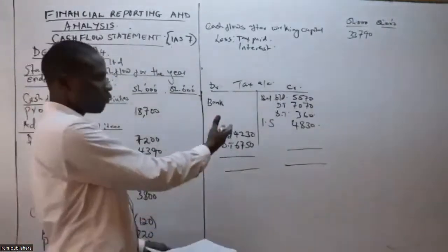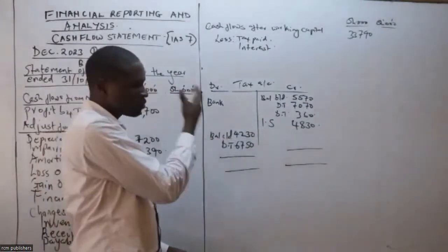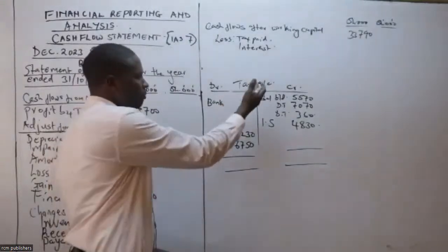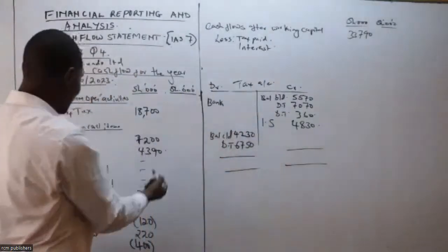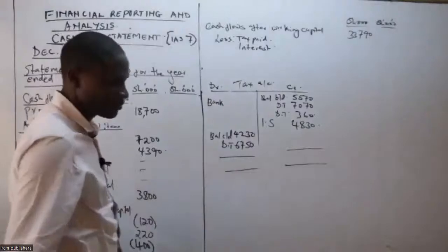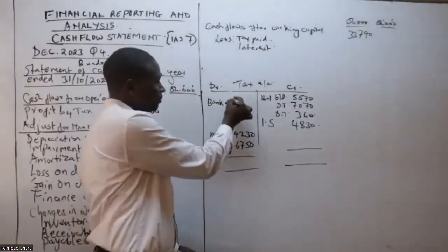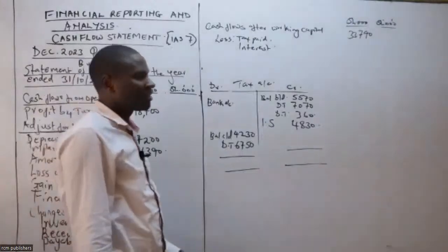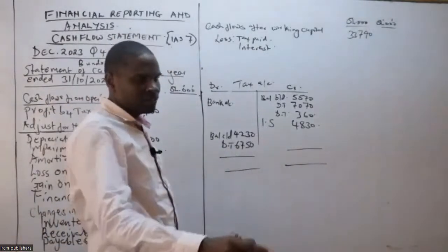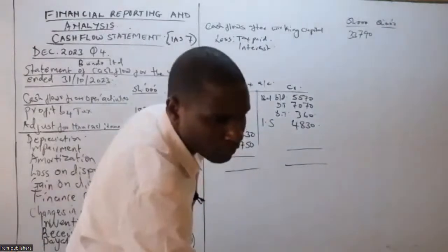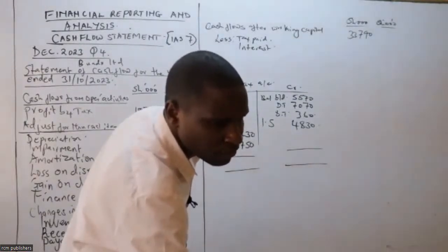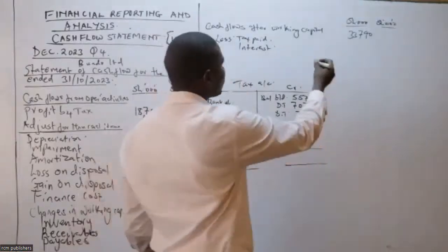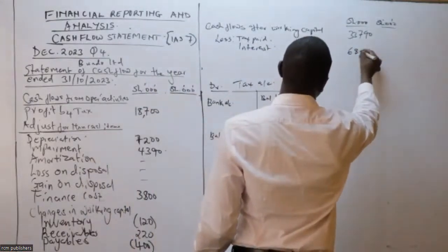You will do the same, by the way. For the interest, you also draw the same T account. You take the balance brought down, you take the balance carried down, and then from the income statement, you had your finance cost of 3800. And you will get the bank account. The money that has been paid will be on that side. So can you give me the tax? Someone gave us 6850. Our interest we will subtract 6850.